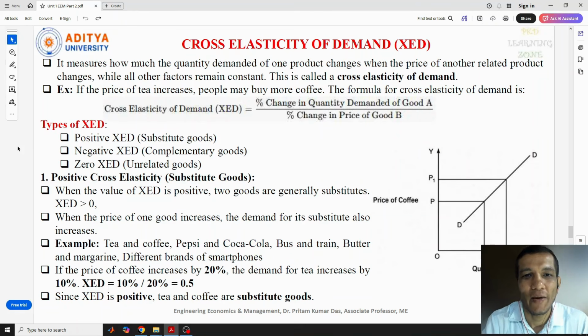Hi everyone, welcome to this new lecture of Engineering Economics. In this lecture, we'll discuss the concept of cross elasticity of demand.